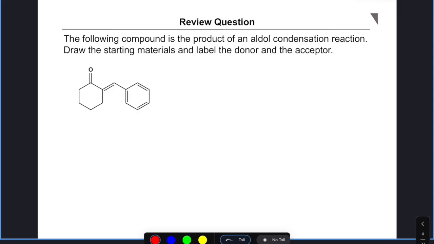So, this is that practice going backwards. If this was your molecule, draw the starting materials, label the donor, label the acceptor if you tried to make this aldol condensation product. Walk backwards. Where did you start?